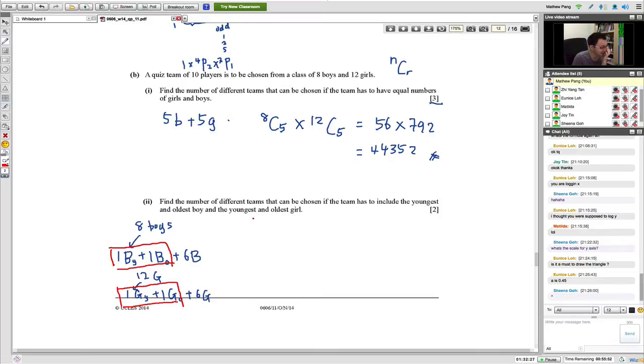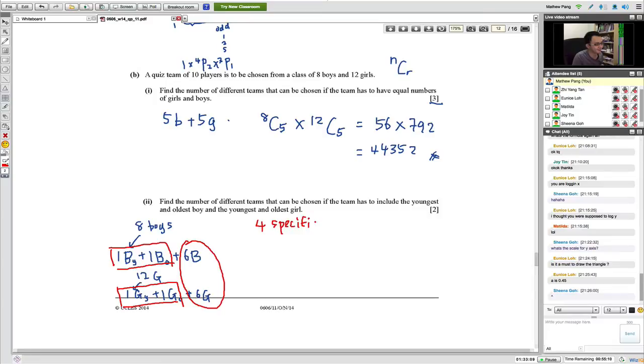That means, from the boys here, if I choose all, can also. Does it say it must be an equal number or what? Find the number of different teams that can be chosen if the team has to include the youngest and the oldest. Oh, it can be in any way. Okay, then it's easy. So these are the specific ones. I will group the rest. So here you have 4 members already. I call them the specific ones.